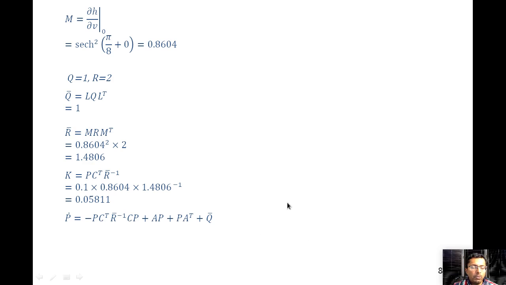Similarly, we can calculate P dot, which is minus P C transpose R bar inverse C P plus A P plus P A transpose plus Q bar. Again, for this case, the transpose is the same as the actual value. So if we substitute, this comes to 0.1 squared, corresponding to P squared, and 0.8604 squared from C and C transpose, times 1.406 inverse, that comes from R bar, plus 2 times A P, where P was 0.1 and A was 1.414, and then Q bar was 1. If we substitute this, it comes to 1.2778, which is my P dot.